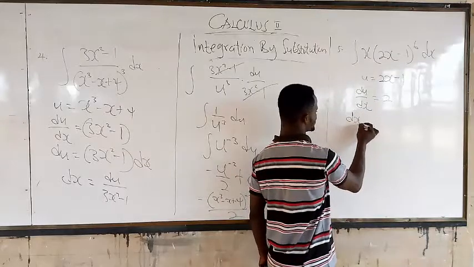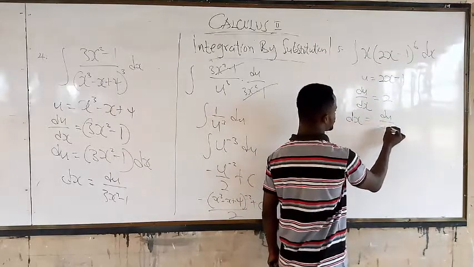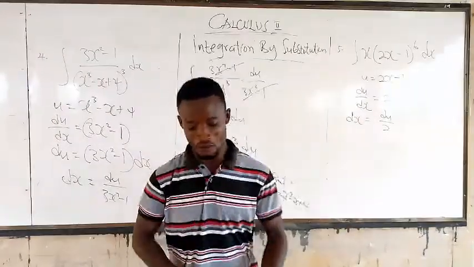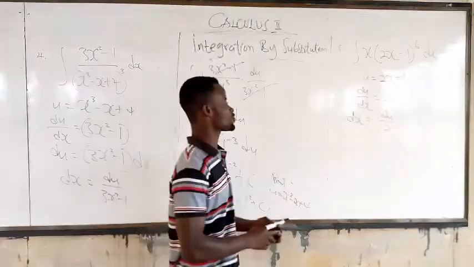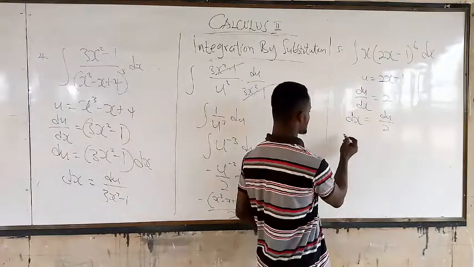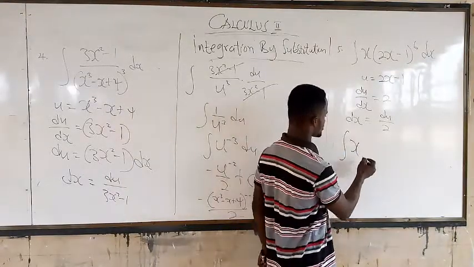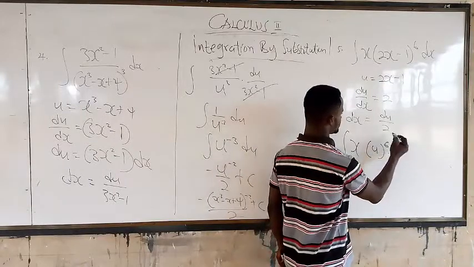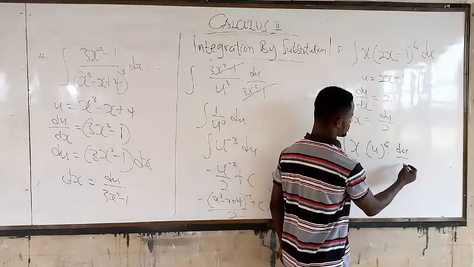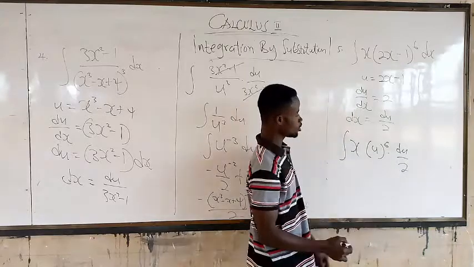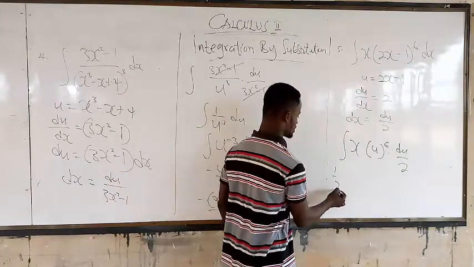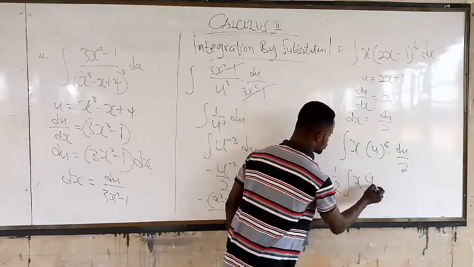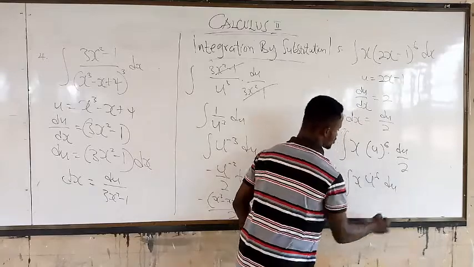So ds will be equal to du over 2. I said no fear here, no fear here, no fear here. So by substitution, s here is u to the power 6, ds is du over 2, and the constant is half integral of s u to the power 6 du.